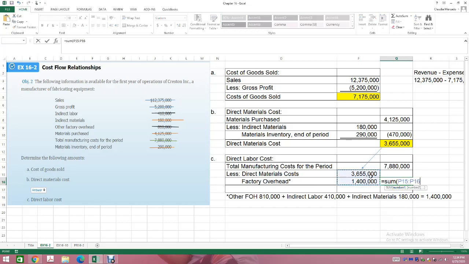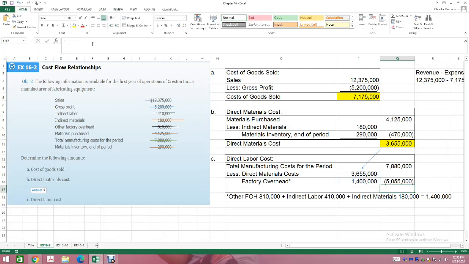Now we add those two together, and we're gonna get a total. Okay, we get $5,055,000. Now we are deducting; it's less. So because it's less, I'm gonna put it in parentheses because I need to subtract it. Okay, so there we go, $5,055,000. So now I know that I spent in total $7,880,000 for my materials, labor, and overhead. I deducted my material cost of $3,655,000. I deducted my factory overhead of $1.4 million.